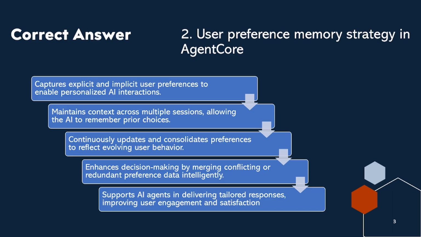Conflicts or redundancies are intelligently merged so that outdated or irrelevant preferences are removed. This keeps the AI's understanding accurate and adaptive. Enhances decision-making for the AI agent. By knowing user preferences, the agent can prioritize responses, recommend relevant actions, and avoid unnecessary repetition. It helps the AI choose between multiple options based on what the user values most.